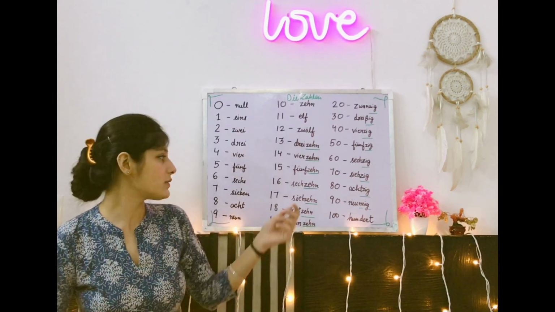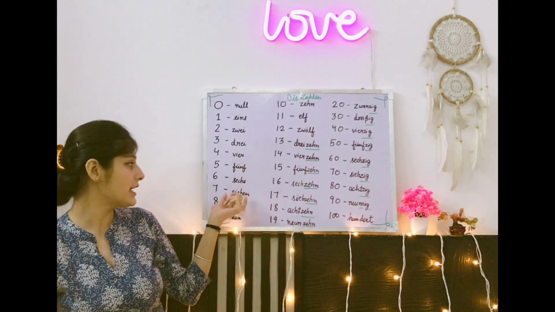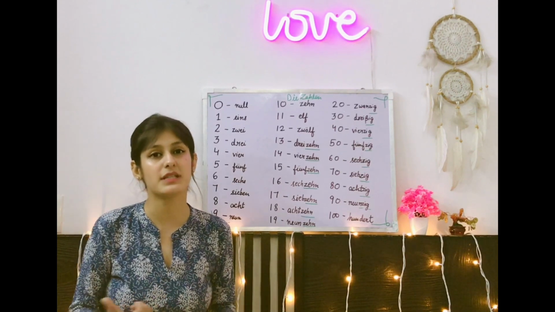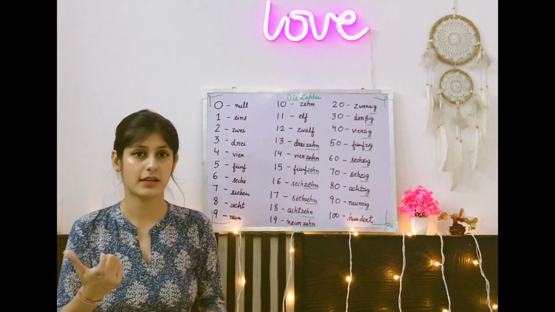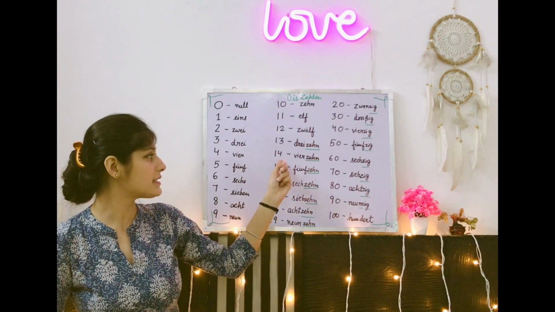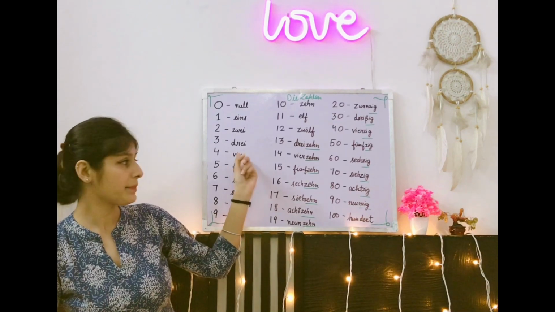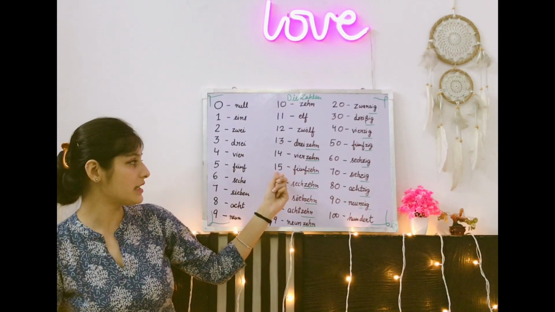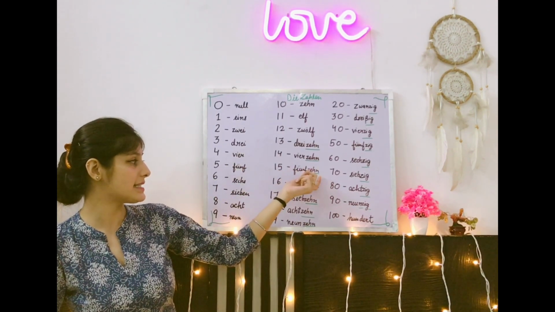For example, we say siebzehn. Siebzehn is a little different. We will not say siebenzehn, that would be wrong. We will be saying siebzehn. So 14 is vierzehn. Now 4 is vier, so we'll write vier and then zehn. Here 15, 5 is fünf. We'll write fünf, then zehn.